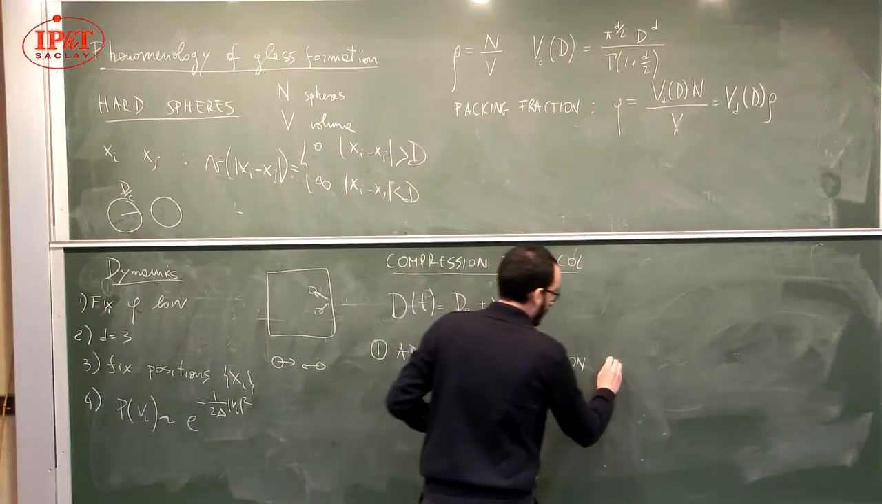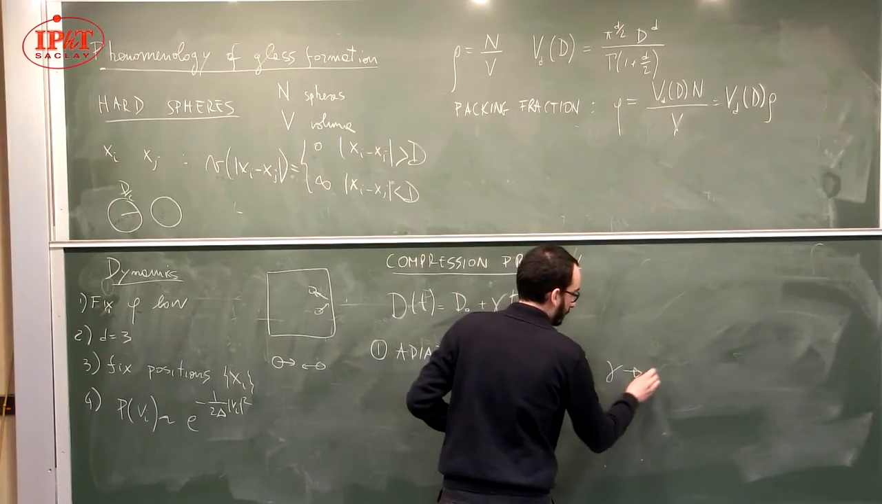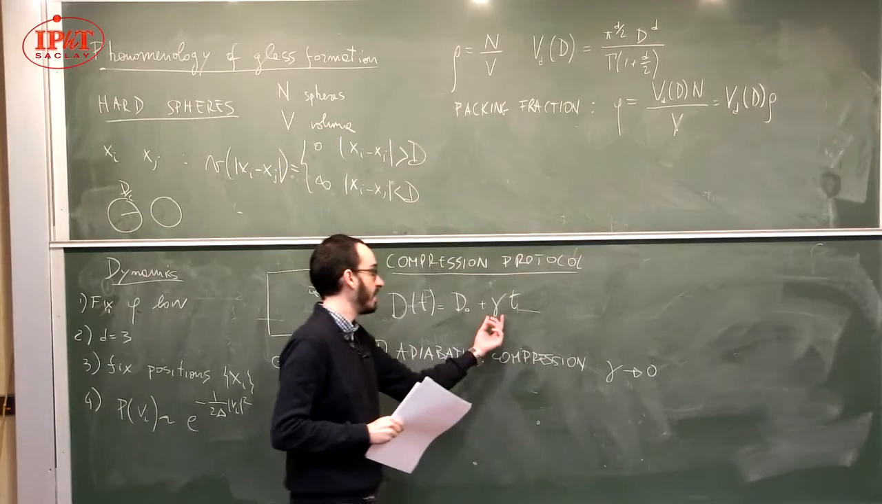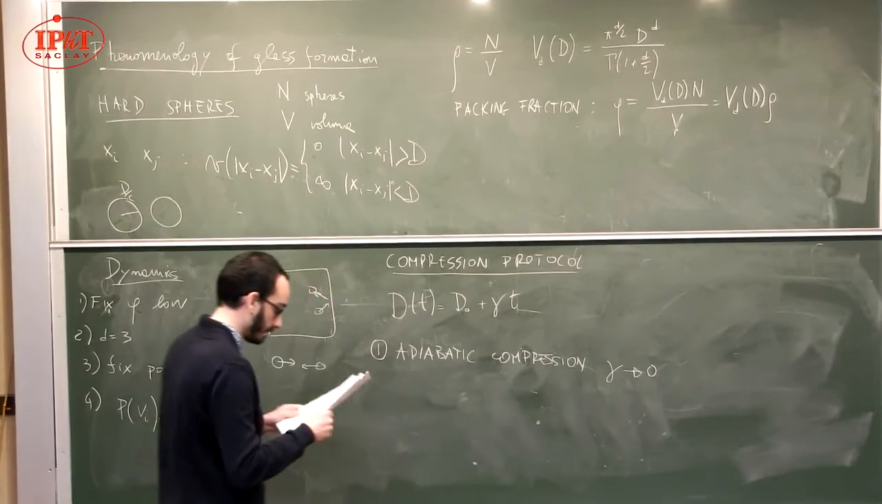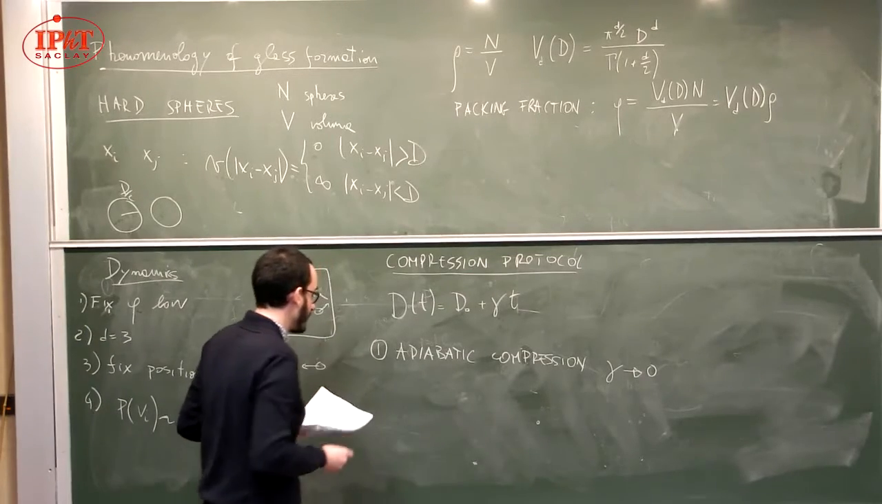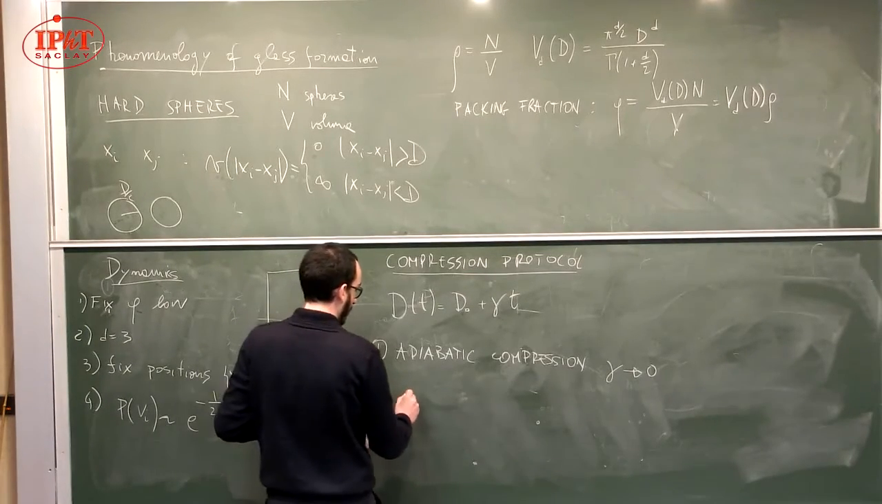Which means that gamma tends to 0. Okay. So what I'm doing is that I'm compressing very, very slowly the system. Okay. So in order to understand what happens to the system, what you can define is a reduced pressure.